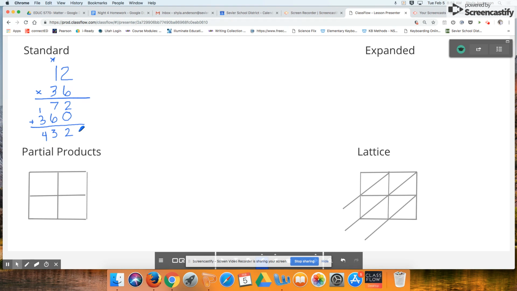Like I said, most people prefer the standard algorithm, but it is a great option to show students the variety of ways and to encourage them to use what works best for them. The next one I'm going to show you is called expanded. I'm going to use the same problem so you can see how they can compare. We are going to do 12 times 36.